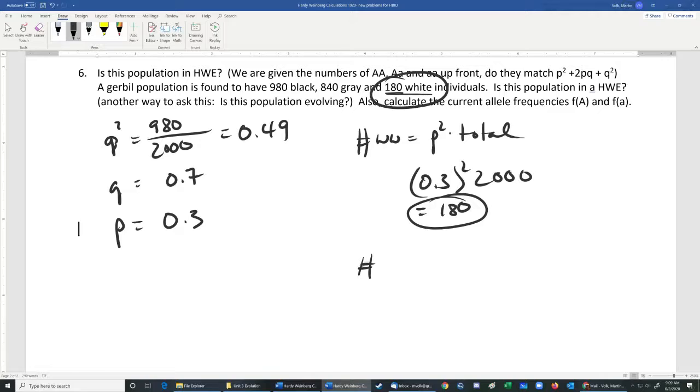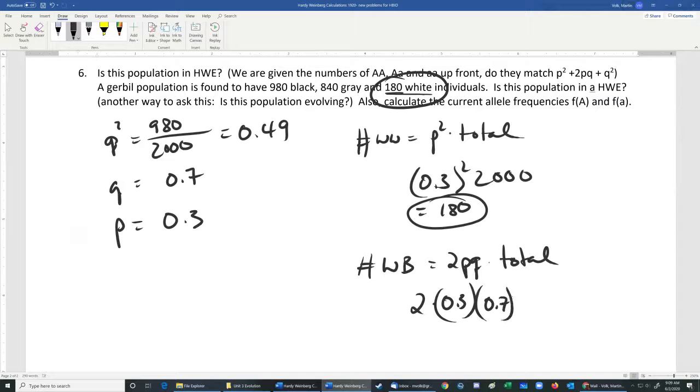Let's just double check the heterozygous too. It's going to be 2PQ times the total. So it's 2 times 0.3 times Q, which is 0.7, times 2000. And if we're doing this correctly, this should be 840. So 2 times 0.3 times 0.7 times 2000 actually turns out to be 840. And since this 840 matches up with this 840, we can say, yes, we have a Hardy-Weinberg equilibrium.